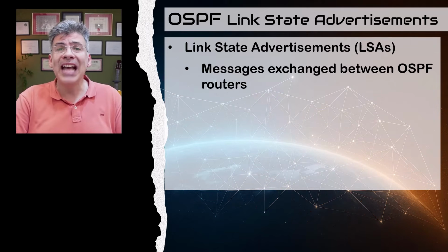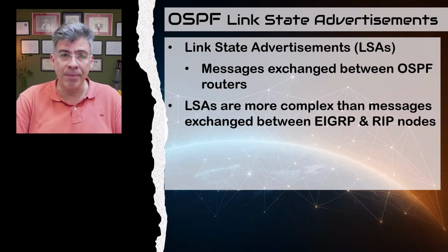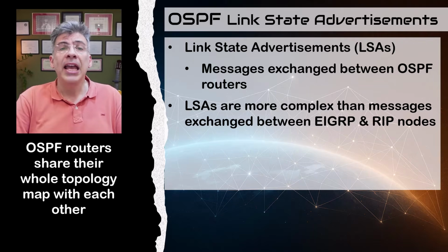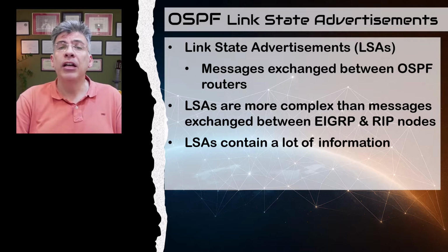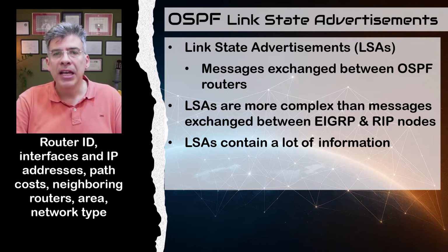Now, LSAs are a type of message used by OSPF routers to exchange information about the networks they know about. These messages are much more complex than you would find in other routing protocols like EIGRP or RIP, because OSPF routers exchange their whole topology with each other. LSAs contain a lot of information, including the router ID of the originating router, interface and IP addresses, costs to particular network destinations, a list of neighboring routers, the area the router belongs to, which we'll talk about in a moment, as well as the network type for that particular route.